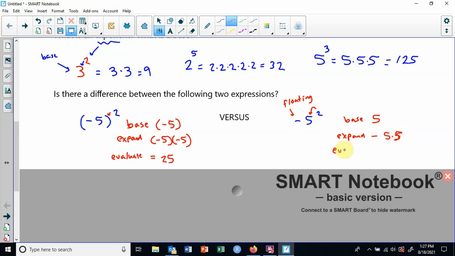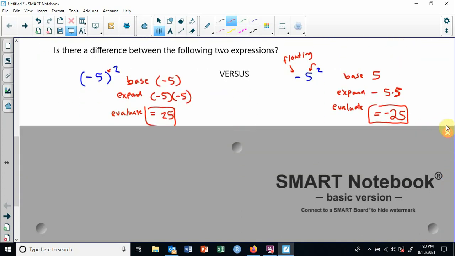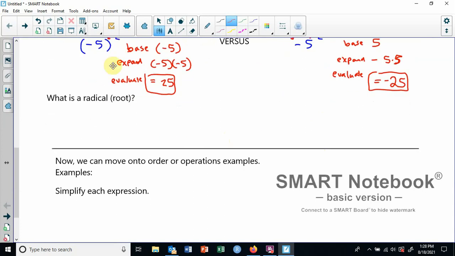So if I want to evaluate it, I have 5 times 5 is 25 with a negative floating out front. So I get negative 25. So these do give you different answers. Now when we speak, and I say negative 5 squared, I usually mean this one. But when we go to put these in our calculator, we need to be extremely careful of the difference in those. Okay.